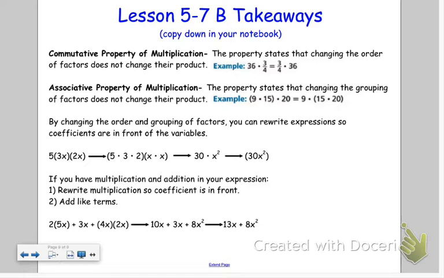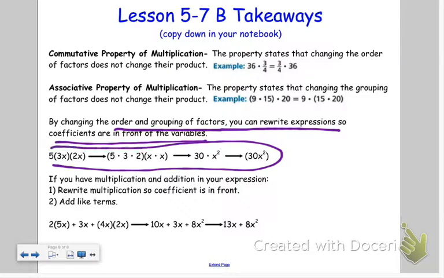So here are your takeaways. Here we have the definitions for the commutative and associative properties of multiplication and some examples. And then I talk about how by changing the order and the grouping of your factors, you can rewrite expressions so the coefficients are in front of the variables. And you can see the example here. 5 times 3x times 2x, I can rewrite it so that the 5 and the 3 and the 2 are in parentheses, and the x's can be together, because I can rearrange the order. I can group them any way I want.